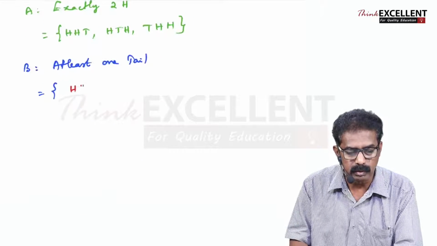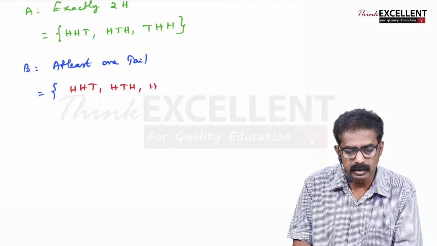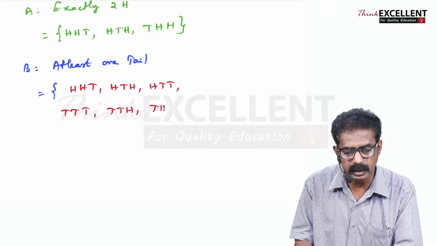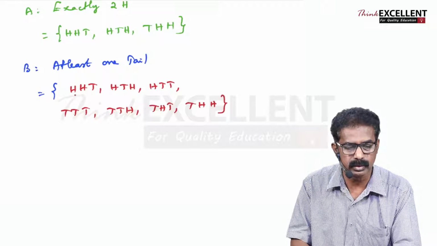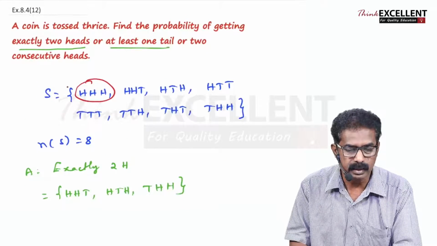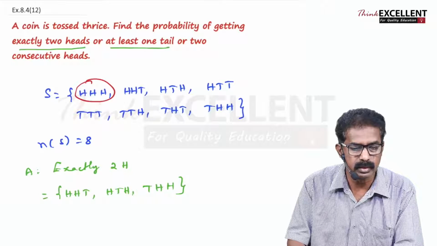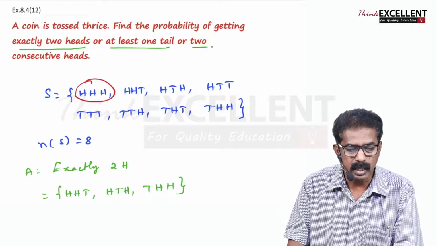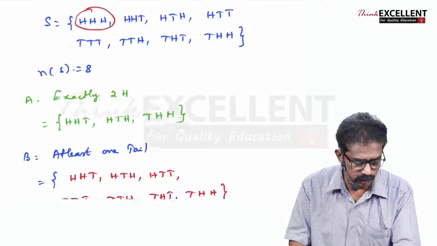HHH alone you leave. Okay, so HHT, HTH, HTT. Then TTT, TTH, THT, THH. So from that you look and write. Okay, so this is B. Then what is, one more is there, no? Or 2 consecutive heads. 2 consecutive heads, okay?